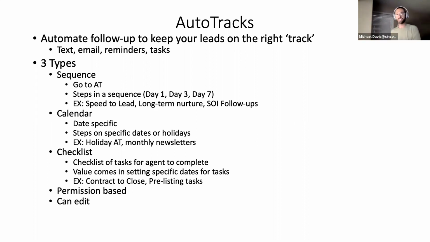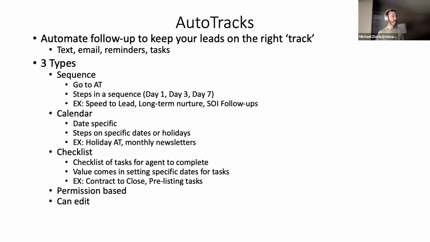So that sequence is going to be our go-to auto track type, and steps are going to be set in a specific sequence: day 1, day 3, day 7. So you're standardizing that follow-up process, that automated tracking there to keep them on the right track. Examples here are the speed to lead that we launch your sites with, reaching out to those new leads within that first 5 minutes. Other examples that we have built into the platform are some SOI follow-up, some long-term nurture. So those templates are all available to you, or you can build from scratch.